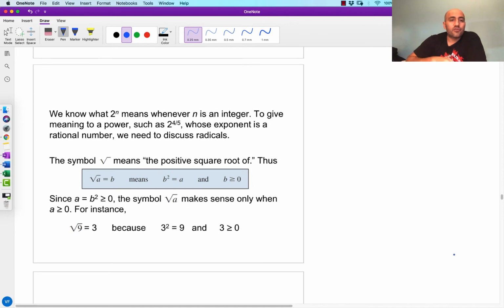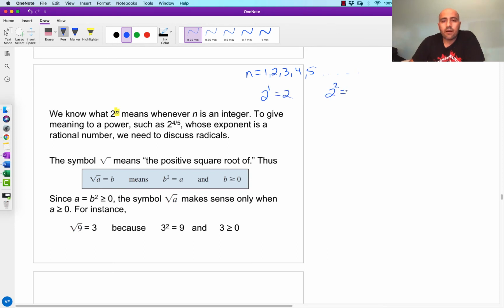So we know what 2 to the nth power means whenever n is an integer. To give meaning to the power, such as 2 to the power of 4/5, what if we had a fractional exponent? We're happy with this as long as it's a counting number, like if n equals 1 or 2 or 3 or 4 or 5, and so on, then things make sense, right? 2 to the first power, we know that's just 2.